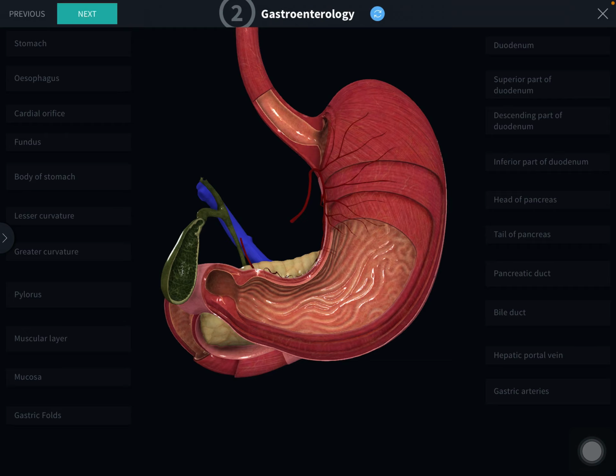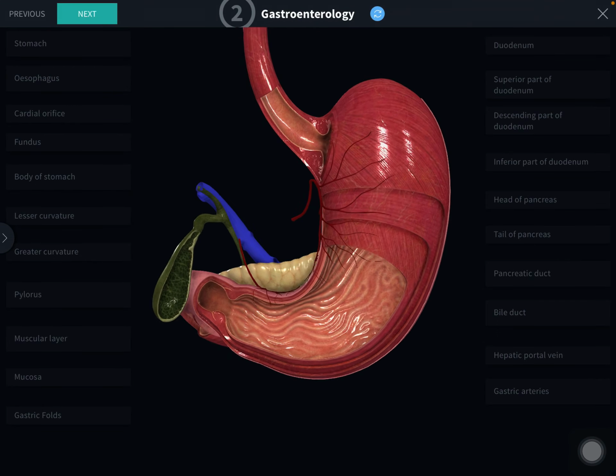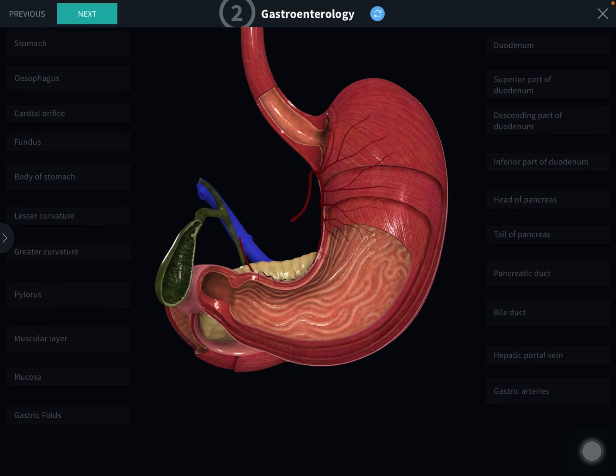Now you are seeing the stomach, which occupies the epigastric, left hypochondriac and the umbilical regions. So that is the situation. Its shape is J-shaped, as you are seeing.